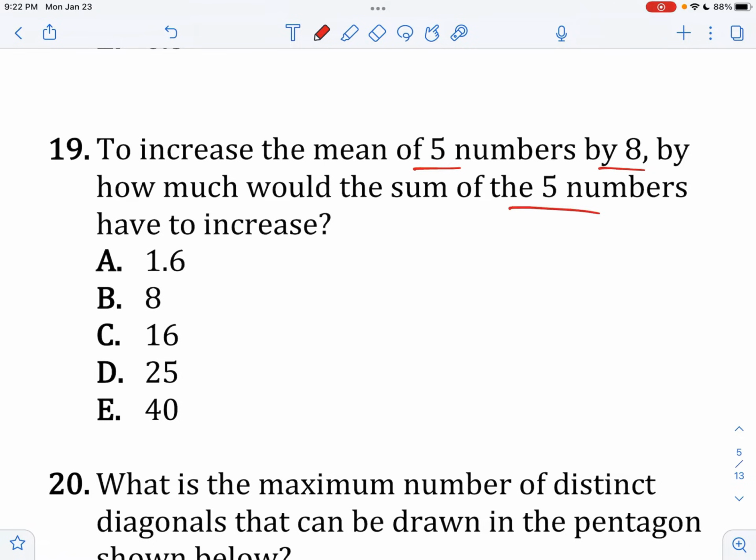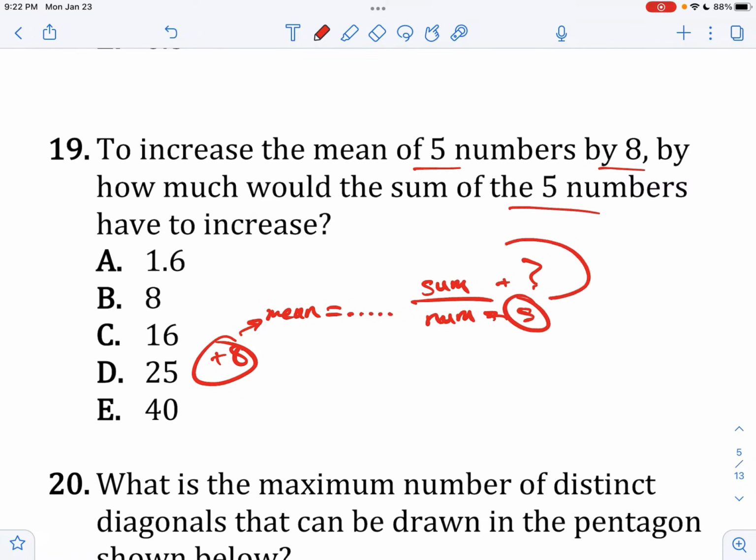To increase the mean of 5 numbers by 8, by how much would the sum of the 5 numbers have to increase? Mean is equal to the sum of numbers divided by the number of numbers. In this case, we want to increase the sum by some unknown amount. The number is going to be 5. The mean is going to be plus 8. So if you multiply these two numbers together, this is what gives you the unknown value you have to add. You can plug in numbers and check, but it's going to be 40.